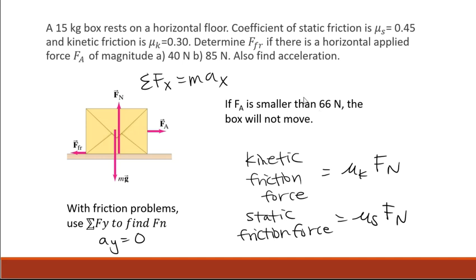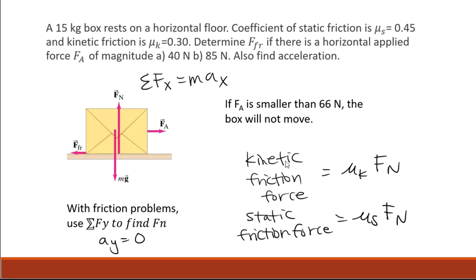Okay, so here if it's 40 newtons applied force, then static friction force is also 40 newtons. So at 85 newtons, that's greater than the maximum static friction force. So you're going to move into kinetic friction force because the box will start moving after a force that's greater than 66 newtons.